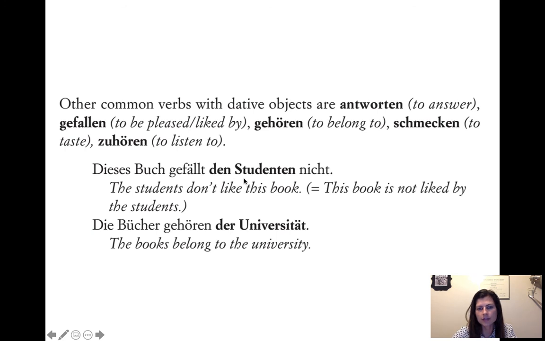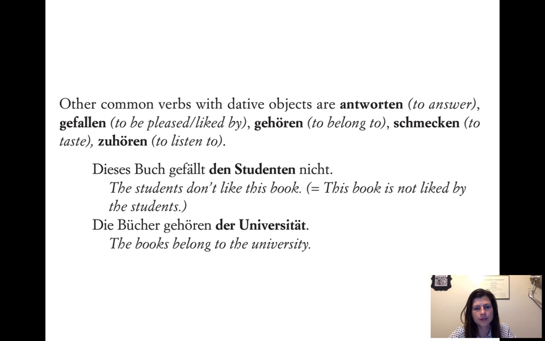So, dieses Buch gefällt den Studenten nicht. It's sort of a backwards construction where it's like this book is not liked by the students, or you could say this book does not please the students. This book is not appealing to the students. We'll have more examples of that in a moment. But it's like the backwards construction that you get in other languages as well. Like in Spanish, you say me gusta el libro, which would be I like the book, but it's more like the book is pleasing to me. So it's the same type of thing happening here.